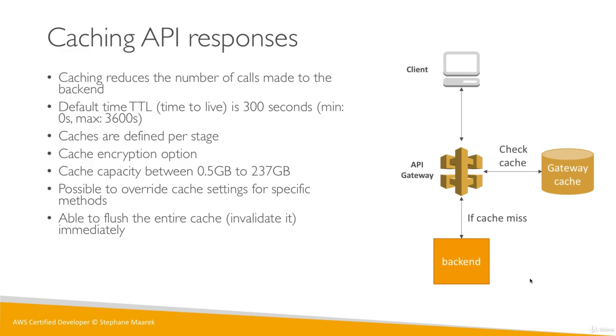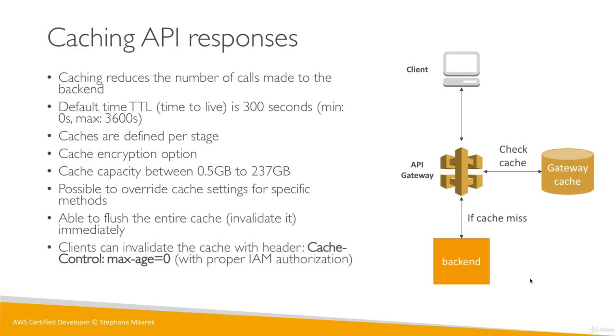But there is a very important question also asked at the exam, which is, can clients invalidate the cache or bypass the cache? Yes, if they're authorized to do so, a client can use the header Cache-Control: max-age=0, and that will just bypass the cache and make sure that the client gets the data straight from the backend. Something that's very important to know. Using this header, the clients can go straight to the backend.